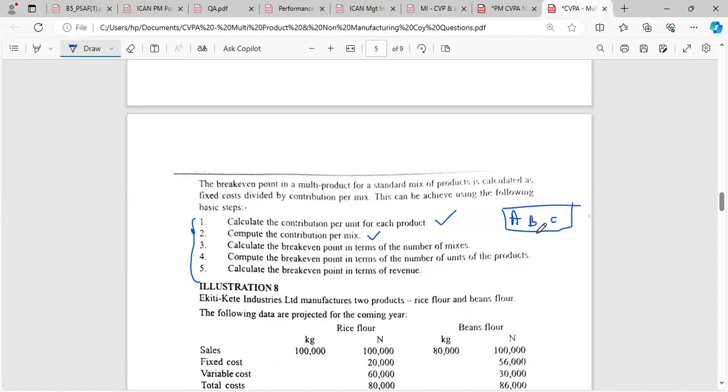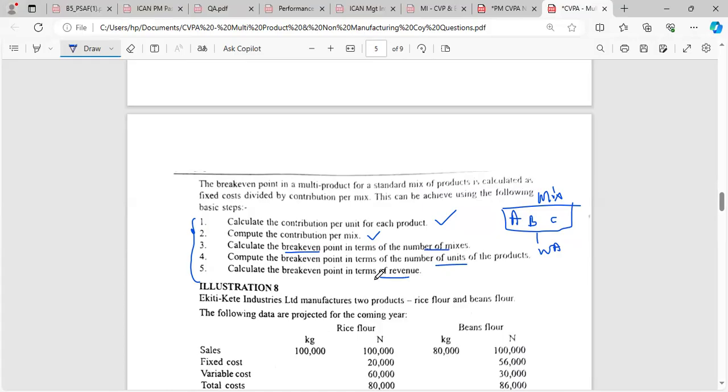The next thing that we are now going to do is to look for the weighted average of all of them, and all of them together is what we mean by the mix. Then, before you can move towards calculating the break-even point in terms of number of mixes, then the break-even point in terms of number of units, and the break-even point in terms of revenue, based on what the question asks you to compute.